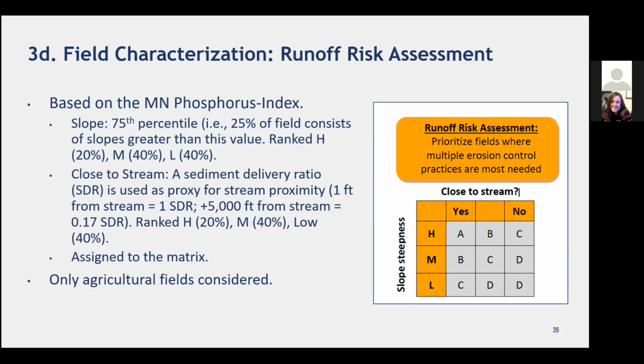And it doesn't necessarily utilize the close to stream as in just a distance. Sediment delivery ratio is used as a proxy for the stream proximity. It takes a look at how far the field is from a particular stream and gives it the sediment delivery ratio. The output then is, the fields are given a value of A, B, C, or D, depending on how much of a risk it is for runoff.